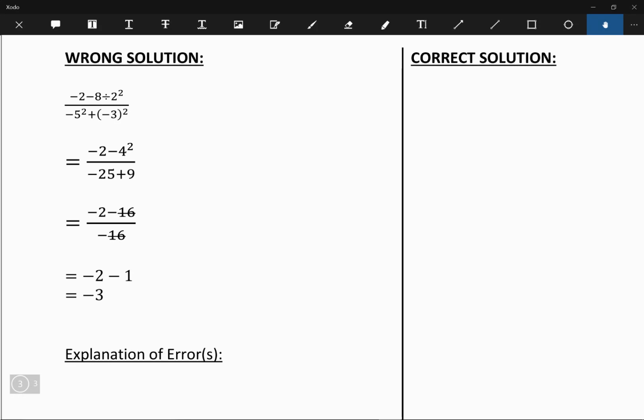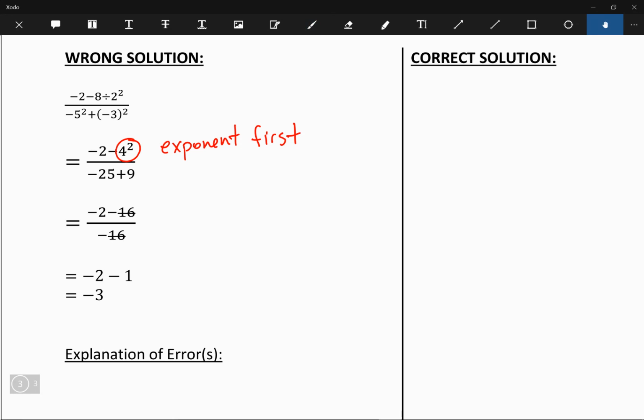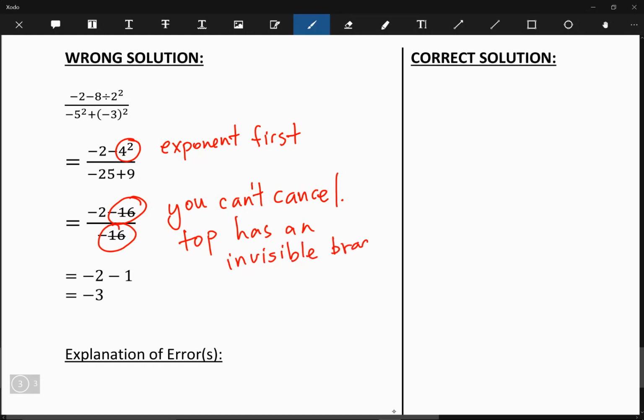Okay, hopefully you had a chance to spot the errors. Here they are. This one is right here. So here they had to do the exponent first. If you look carefully, they divided 8 divided by 2 before doing the exponent. Okay, and here you can't cancel. Why? Because the top has an invisible bracket. You have to put those in brackets if you're dividing fractions. Okay? All right. So let's look at the correct solutions.